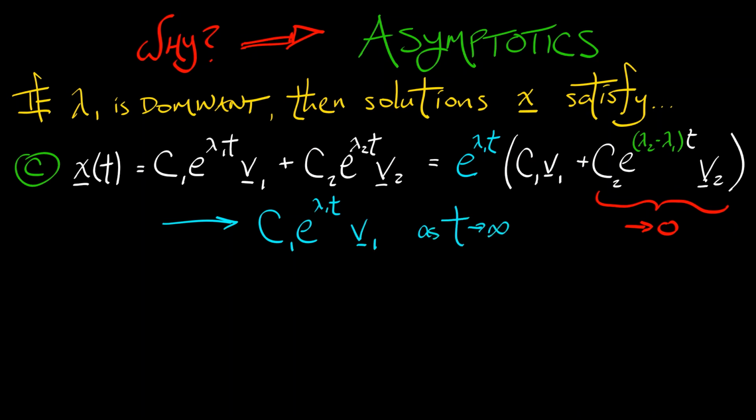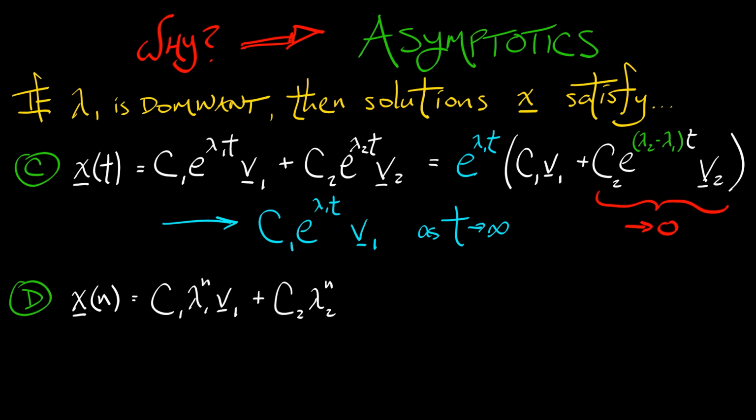Okay, that's continuous time. What about in discrete time? For a discrete time system, your general solution x of n is a constant c1 times lambda 1 to the n times v1 plus c2 times lambda 2 to the n times v2.